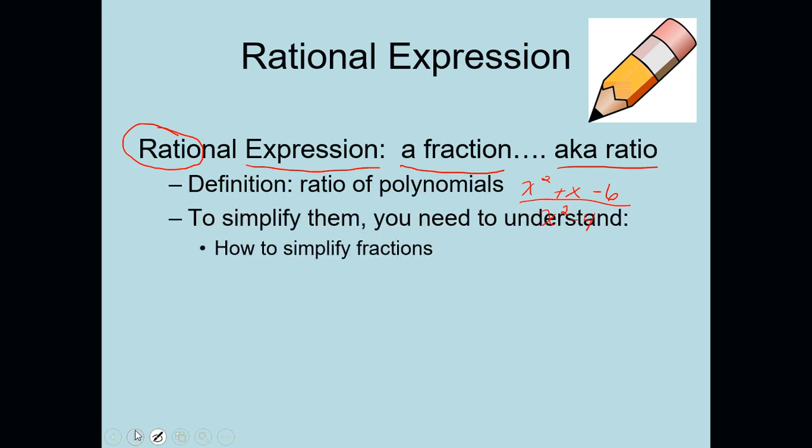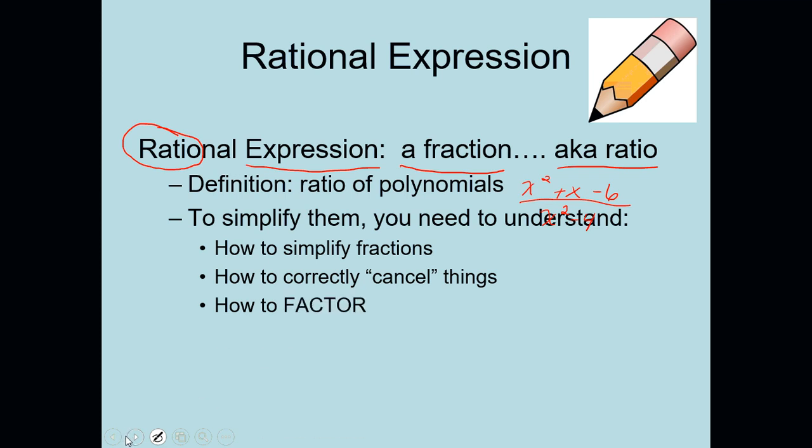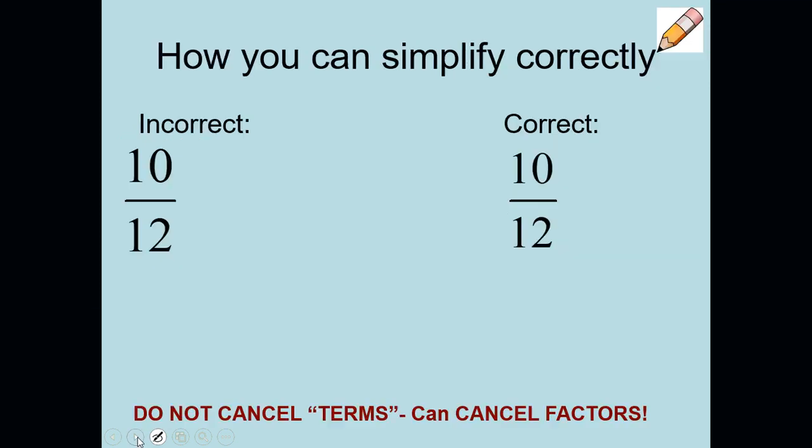So how do we simplify them? Well, we're going to need to understand how to remember how to simplify basic fractions, and then how to correctly cancel or divide out things. And then, yep, you know it, factoring is still going to be a part of what we do, okay? So let's take a look at a few examples, but first I want to take a look at just basic fraction idea, simplifying fractions, okay?